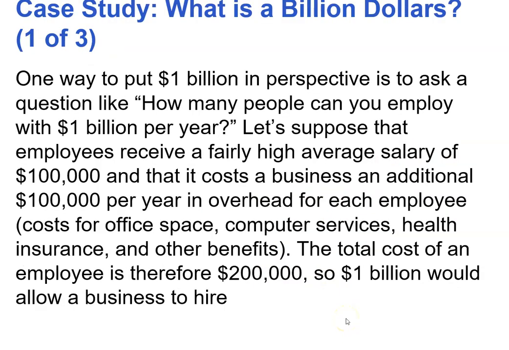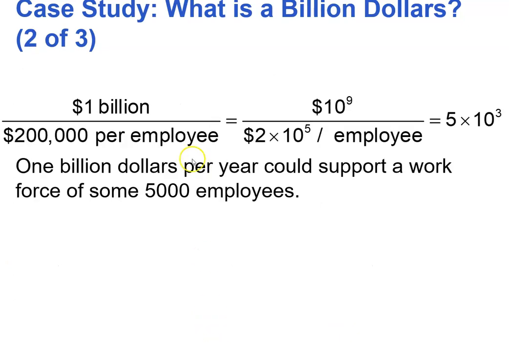So one way to put $1 billion in perspective is to ask a question like, how many people can you employ with $1 billion per year? Let's suppose that employees receive a fairly high average salary of $100,000, and it costs a business an additional $100,000 per year in overhead for each employee, the cost for the office space, the computer services, health insurance, and other benefits. So the total cost of an employee is $200,000. So $1 billion would allow a business to hire, okay, so we've got $1 billion. We're going to spend $200,000 per employee.